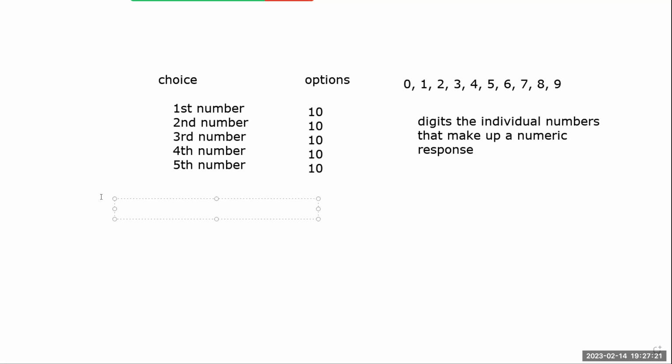So coming attractions. If the digits can be repeated, then all we're going to have here is just 10 to the 5th power. Fundamental counting rule. 10 to the 5th. Now, what changes about this setup if you cannot repeat the digits?